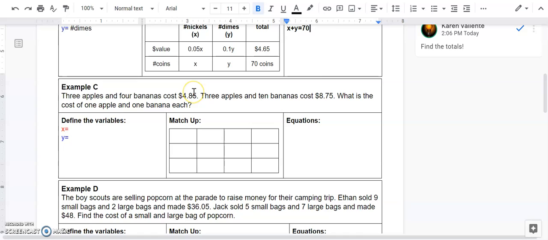All right, here we go. Example C. 3 apples and 4 bananas cost $4.85. 3 apples and 10 bananas cost $8.75. What's the cost of 1 apple and 1 banana?